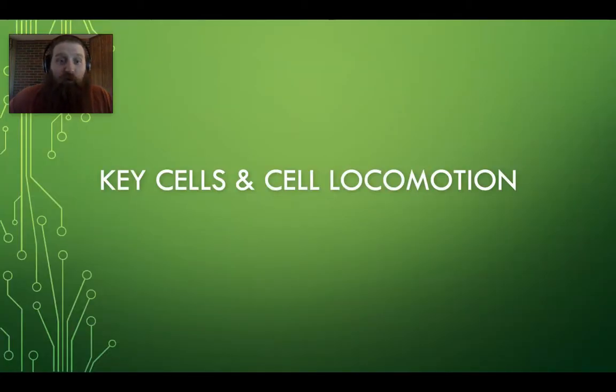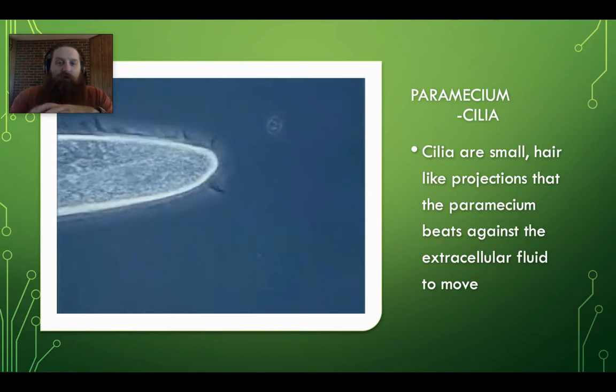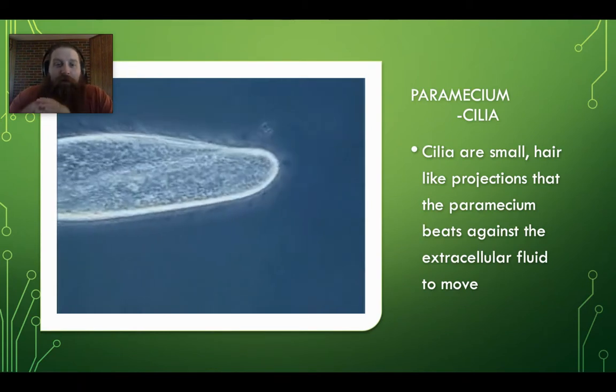All right, so this is a really short video. We're going to look at three cells that we want to know, and we're going to look at three forms of cell locomotion, and kind of how cells get around. So this first video, we're going to look at Paramecium.